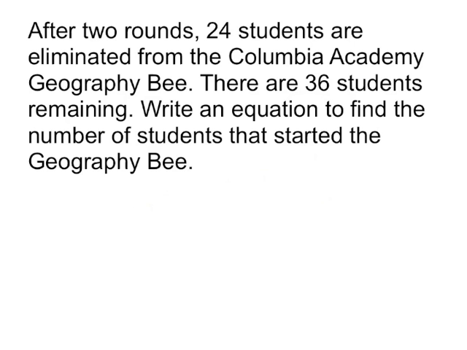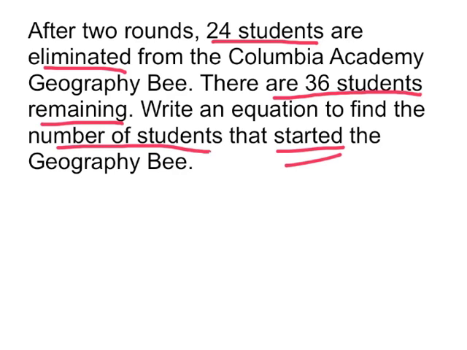Now it's getting a little bit harder. We're dealing with a real-life situation here. After 2 rounds, 24 students are eliminated from the Columbia Academy Geography Bee. There are 36 students remaining. Write an equation to find the number of students that started the Geography Bee. So we don't know how many started. Let's have that number be S for students that started. And since we don't know what that is.